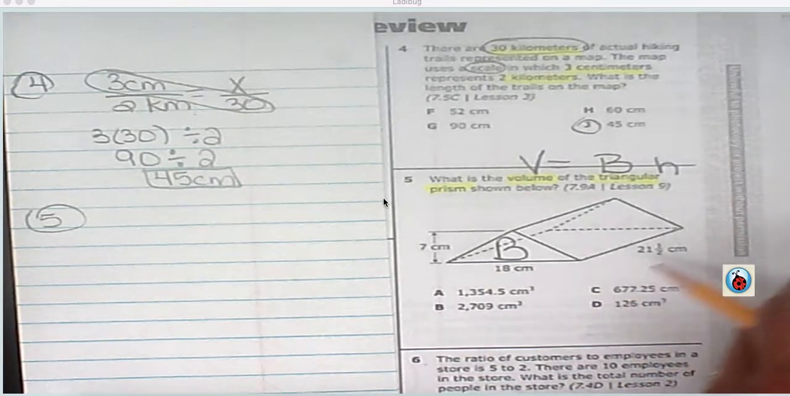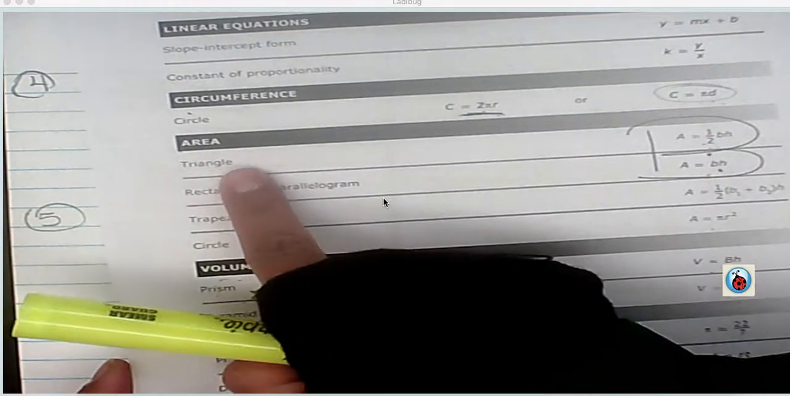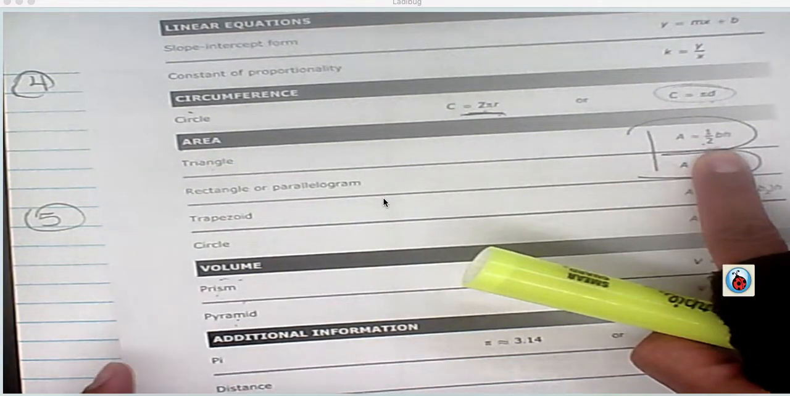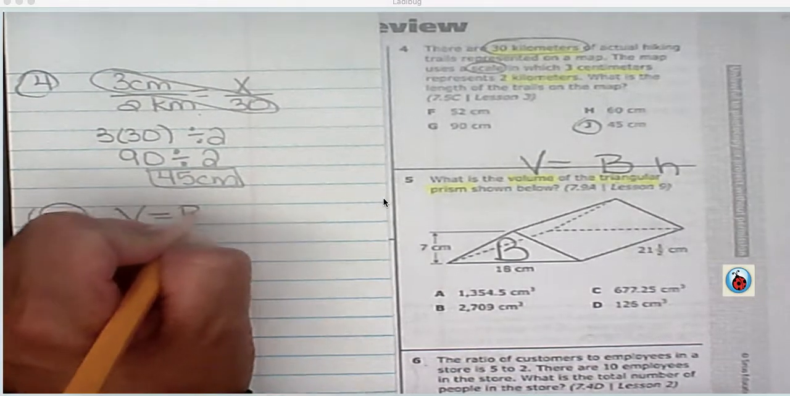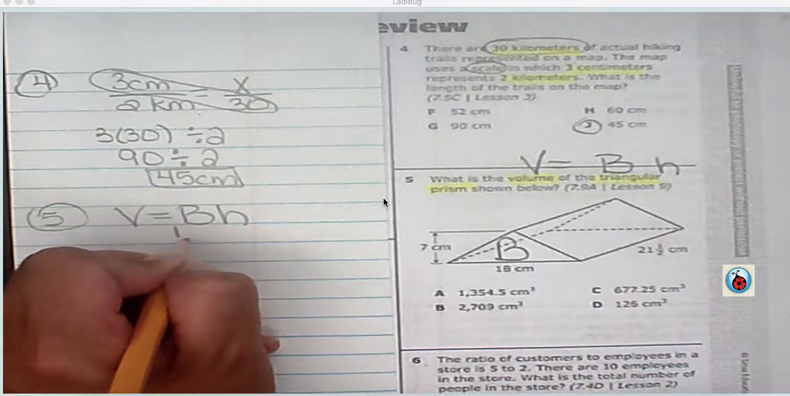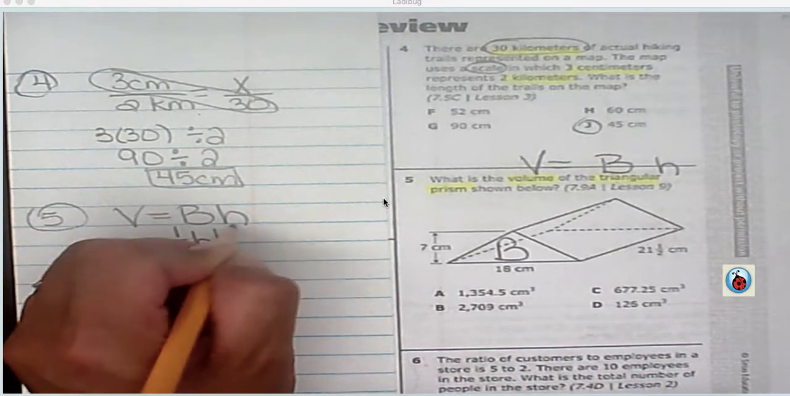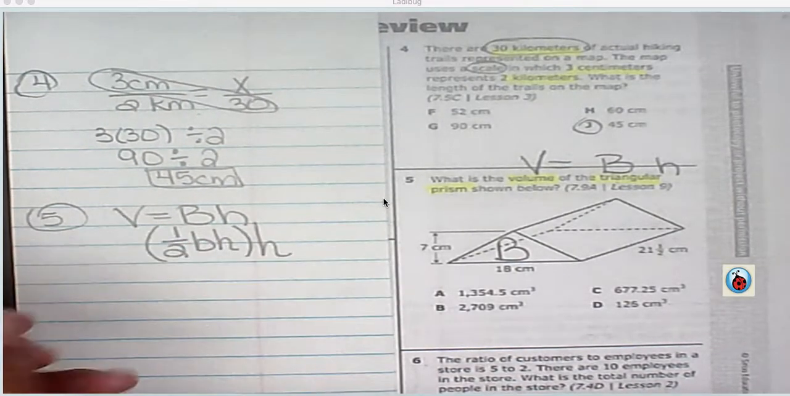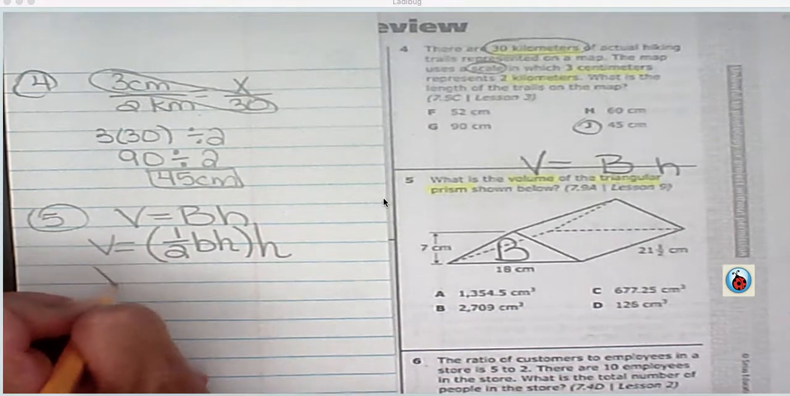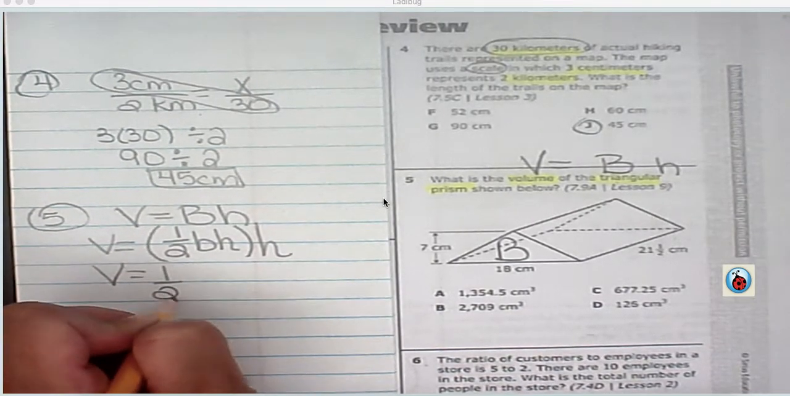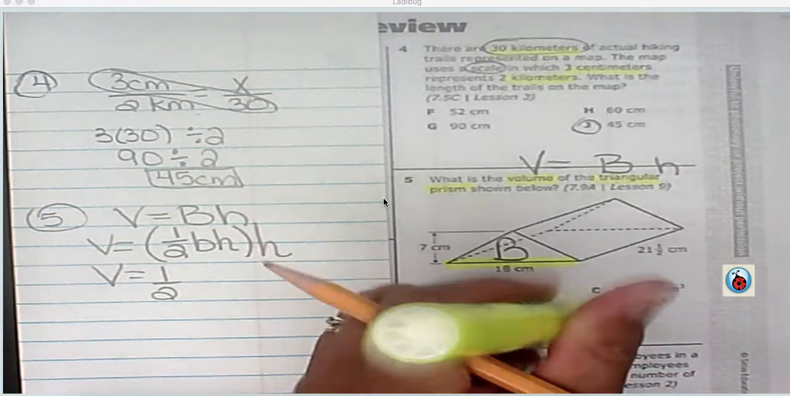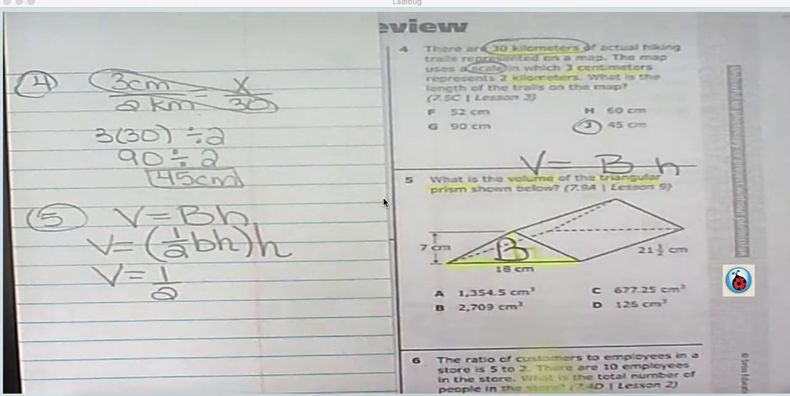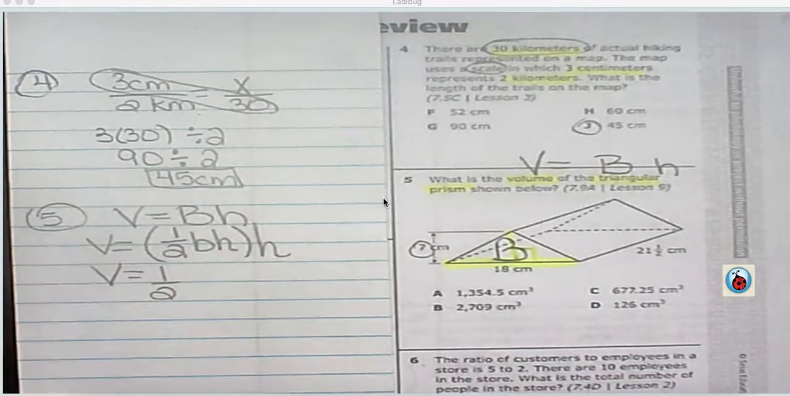So we're going to go back to the chart. We're going to look for area of a triangle, 1/2 base times height. So we're going to go ahead and plug in that formula. We're going to break this down because it was 1/2 base times height, and then this is the height of the prism. So now we're going to go find our values that go into the formula. So here's the triangle, there's the base, and then this is going to be the height. So the height is this 7 here.